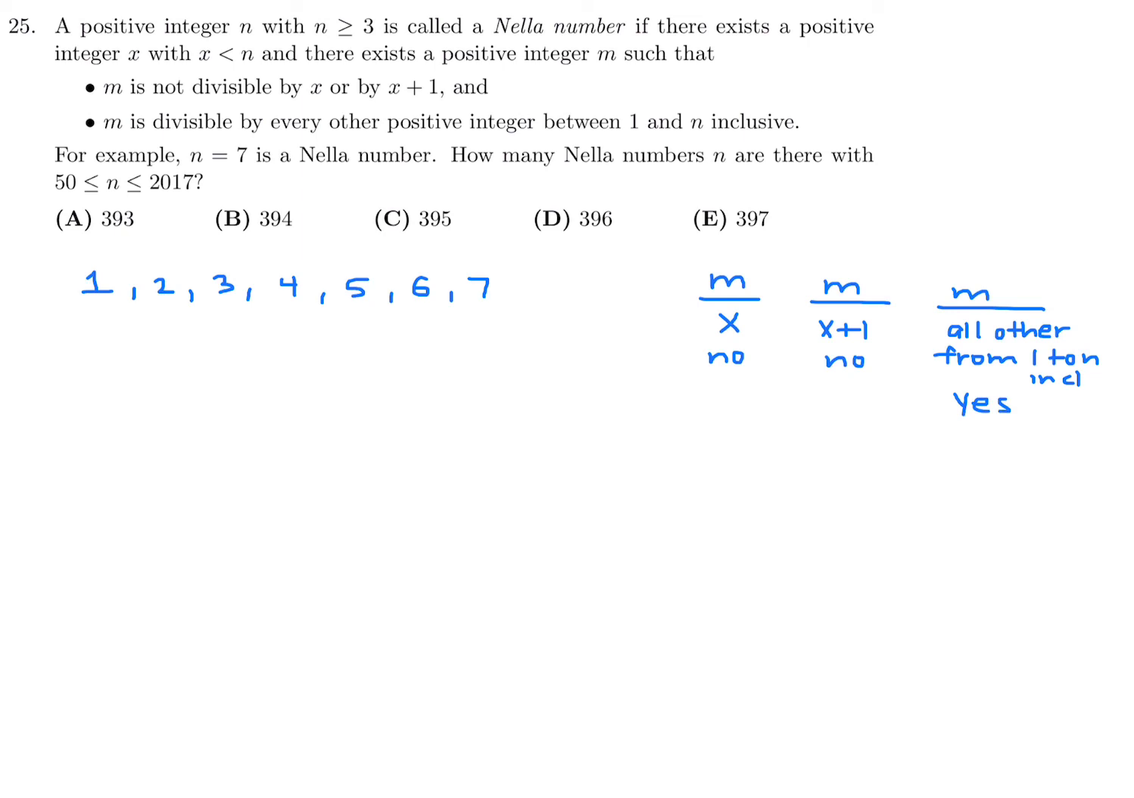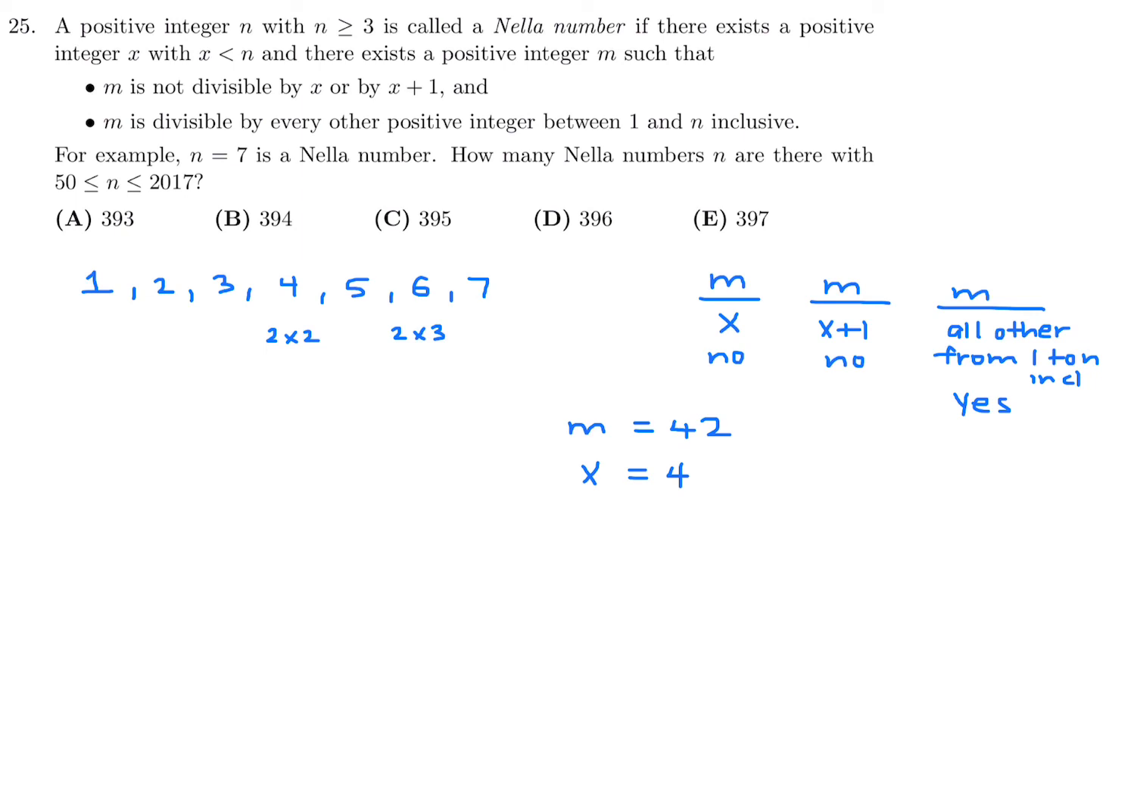Well, it sounds to me like there's a lot of prime factorization going to be done in this question. That's going to be 2 times 2, 2 times 3. So we have to fiddle around with this. And after you put some thought, you come to the conclusion that if m is equal to 42 and x is equal to 4, this is going to be a Nella number.